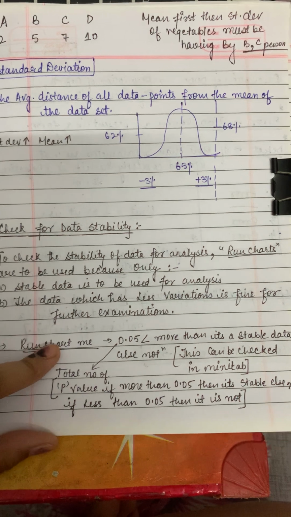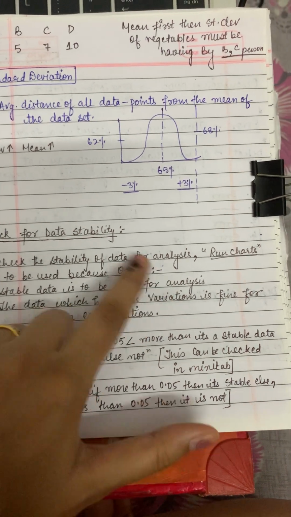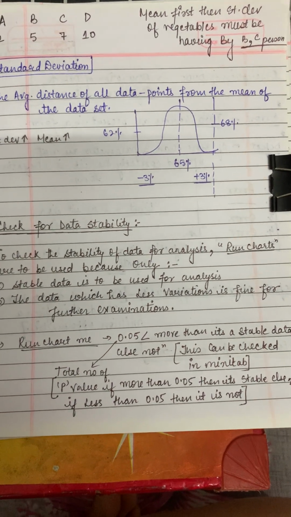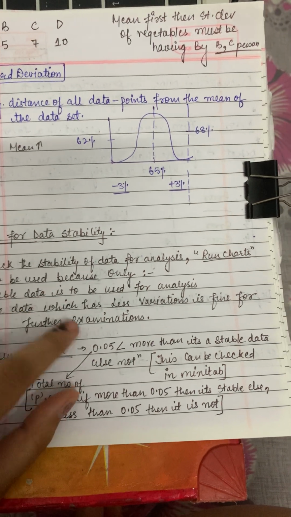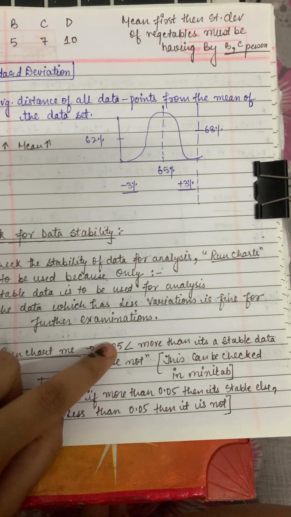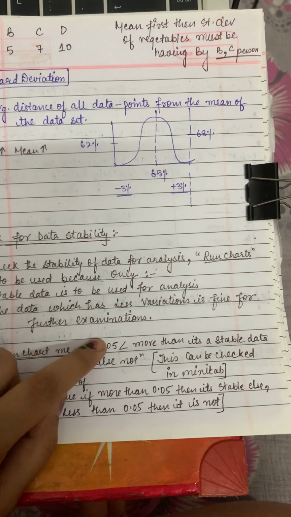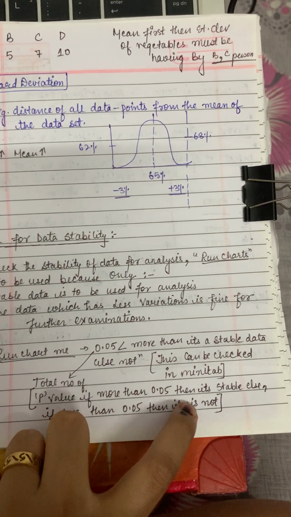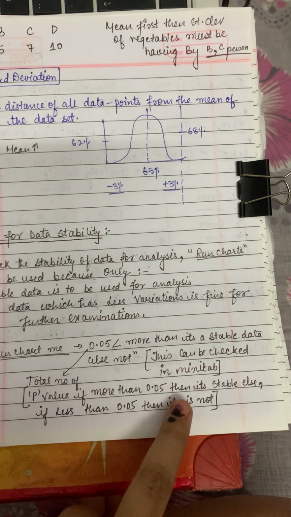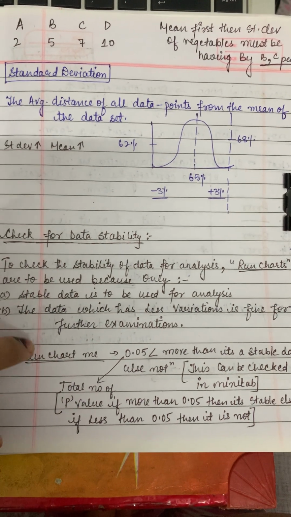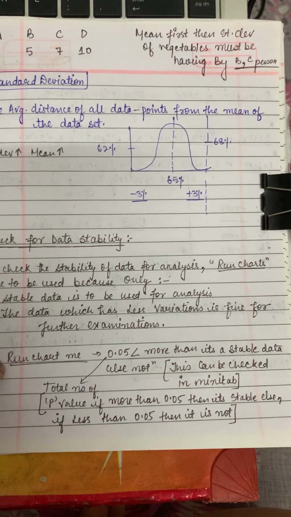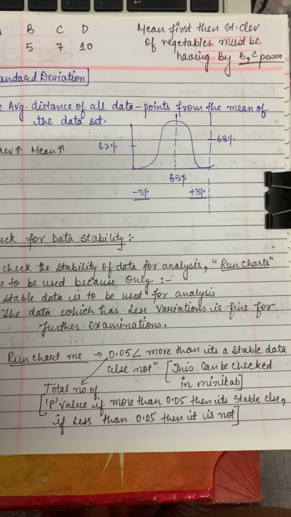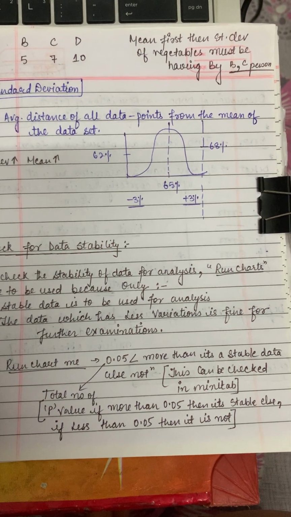A run chart gives you some p-values. We need to check whether they are more than 0.05. If more than 0.05, then the data is stable. This can be checked in Minitab. If the p-values are more than 0.05, it is stable, else if less than 0.05, it is not stable. I will discuss the run chart and the Minitab software with you some other day, but we'll get the basic brief of the run chart here.